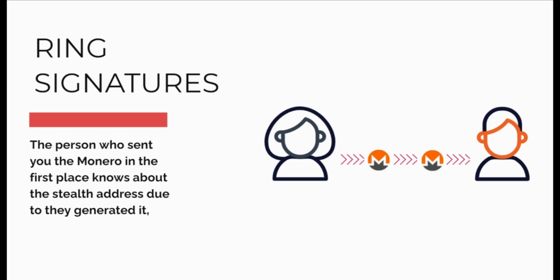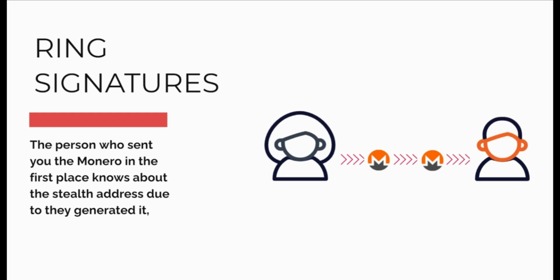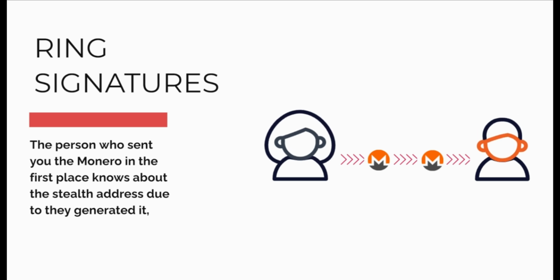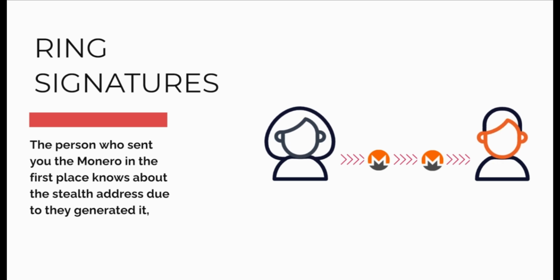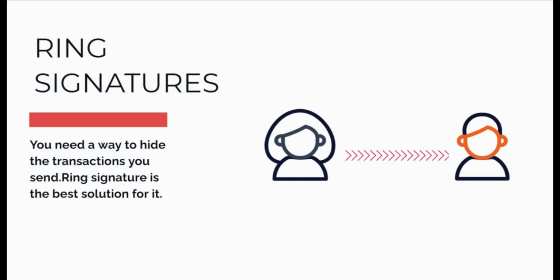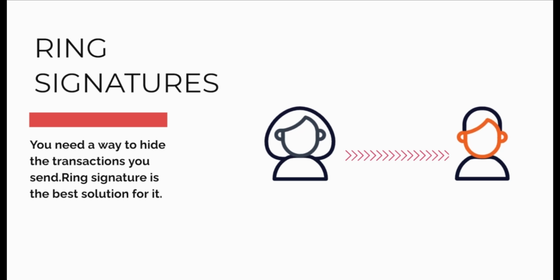authorize the spending. Ring signatures. Stealth addresses solve a lot of the problems of traceability and anonymity, but one major problem remains. Since the person who sent you the Monero in the first place knows about the stealth address because they generated it, they'll be able to know when you spend those currencies on something else. You need a way to hide the transactions you send. Ring signature is the best solution for it.